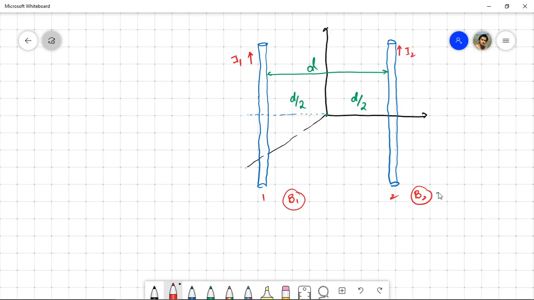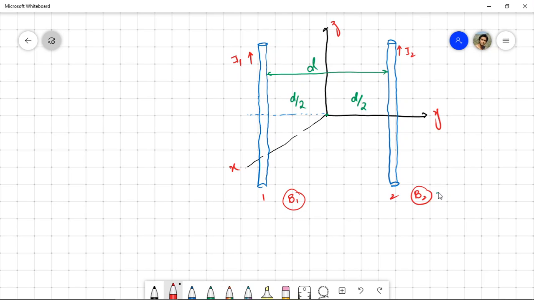So he's saying that the current passing through this is I1, I2, B1, B2, and I think this is it for now. This is y-axis, this is z-axis, and this is x-axis, as we have already studied.